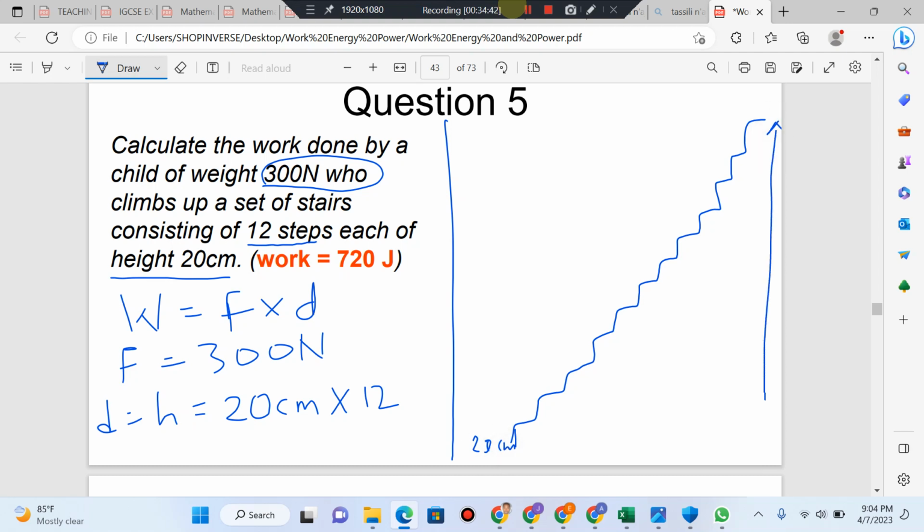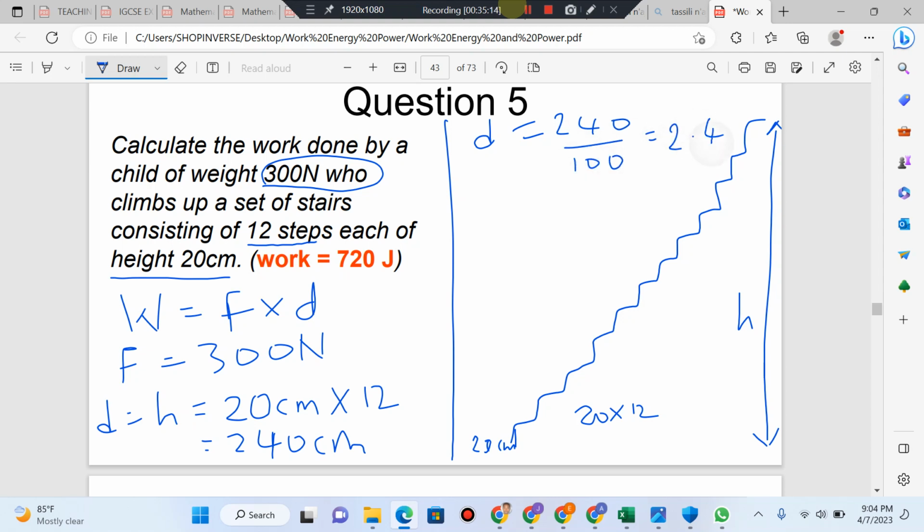So what will be the total distance from the top to bottom? What will be the height of everything? To get the height of everything, just multiply your 20 by 12. 12 times 2 is 24. That will give you 240 cm. Take note that distance must be measured in meters. So you are not using distance in cm, you are using distance in meters. So our distance is 240 divided by 100, and that will give us 2.4 meters. That's the distance, right?